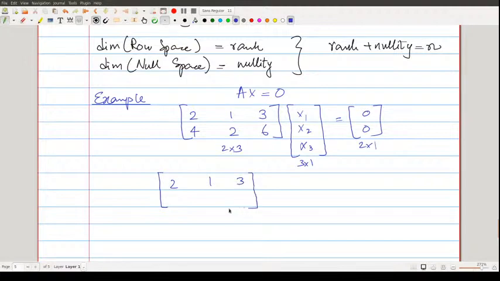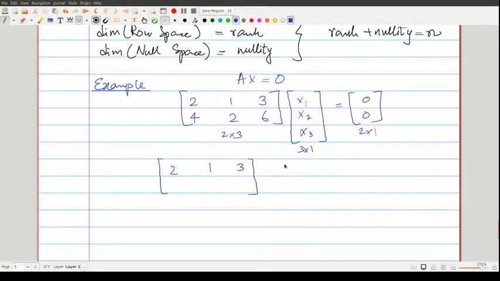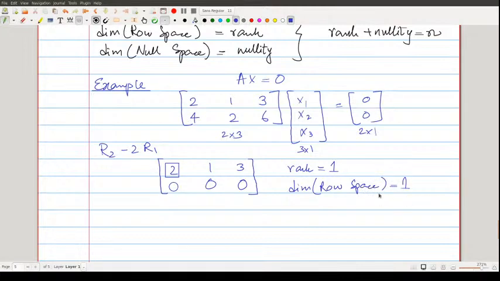And if you've gotten a knack for the way I make matrices, you should immediately see that the second row is a multiple of the first row. So when I attempt to do row 2 minus 2 times row 1, I get 4 minus 2 times 2, which is 0, 2 minus 2 times 1, which is 0, and 6 minus 2 times 3, which is 0. So how many pivots did I get? I got 1. That means the rank is equal to 1. If the rank is equal to 1, then I know that the dimension of the row space is also equal to 1.